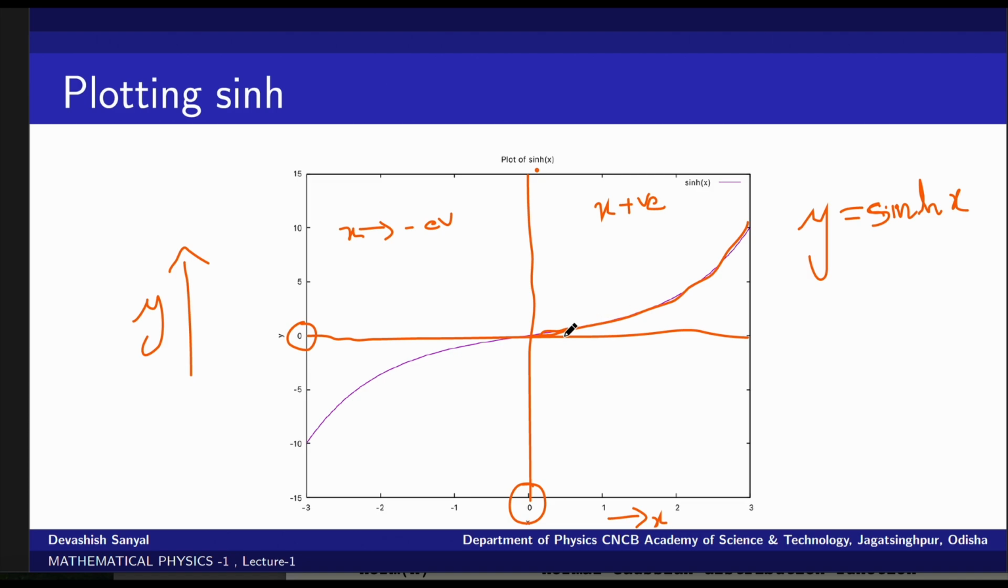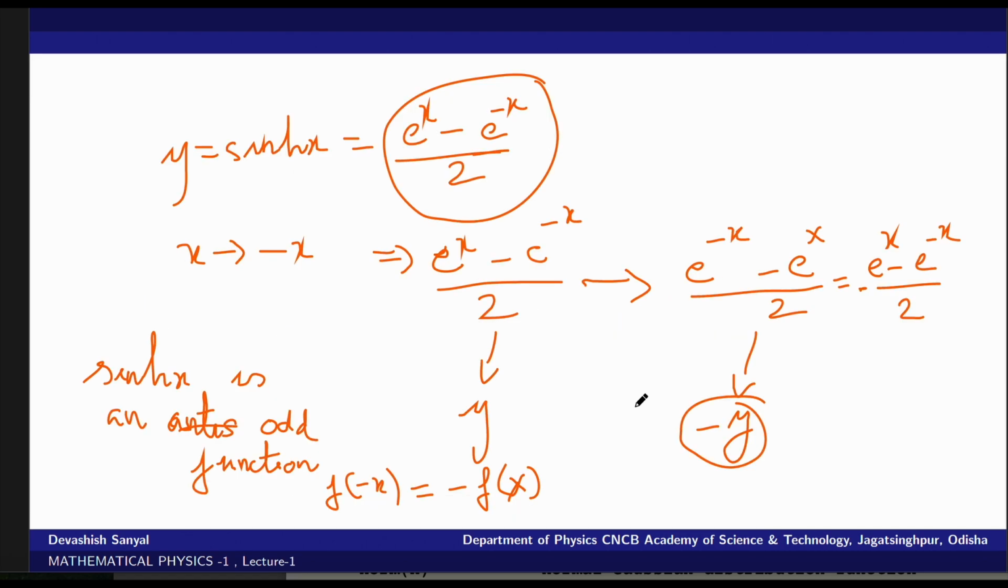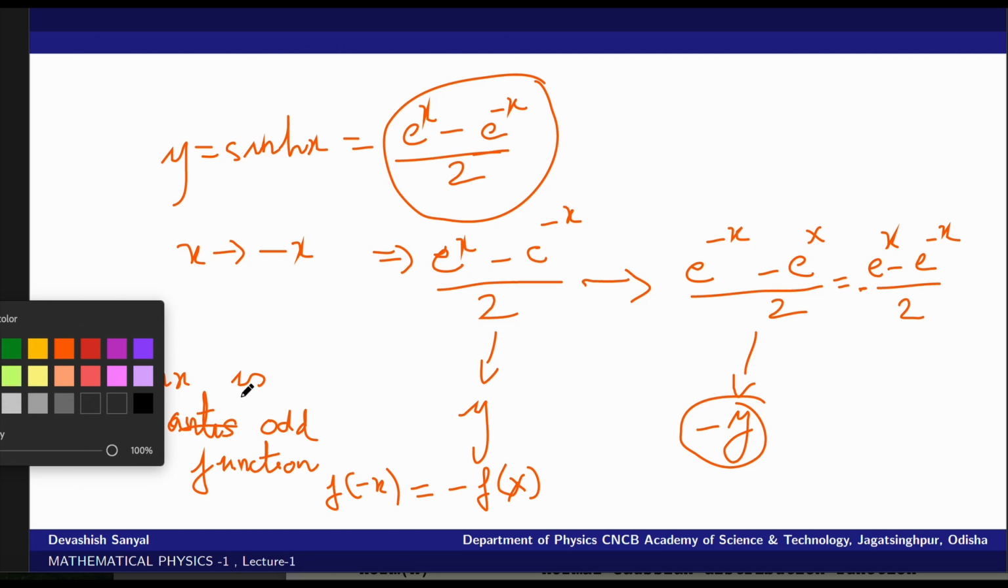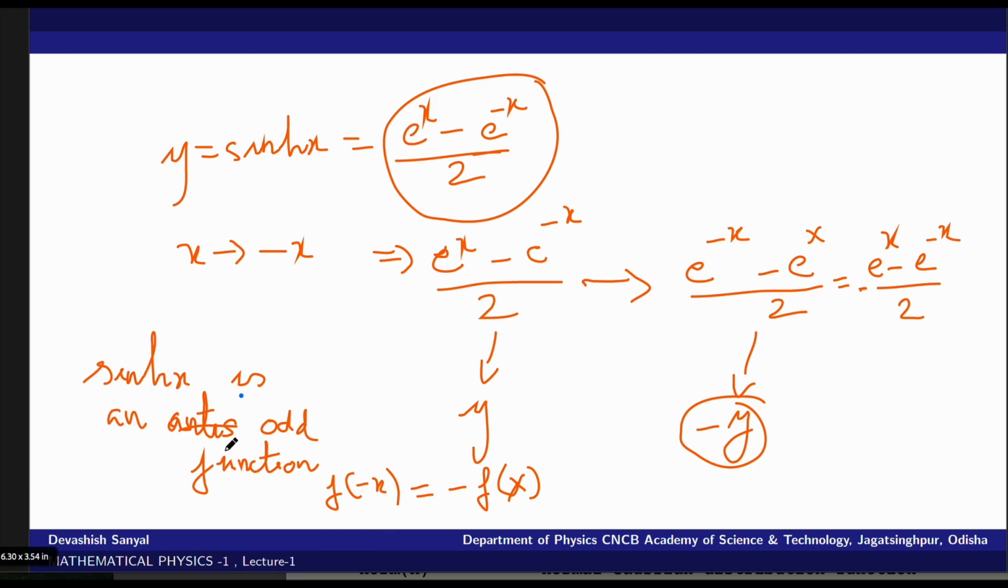So if I know what is the plot of my hyperbolic function between 0 and infinity, I can easily say what will be the plot of the hyperbolic function between 0 and minus infinity. It's just this thing reversed, like this. Okay, so the sine hyperbolic function is actually an odd function.